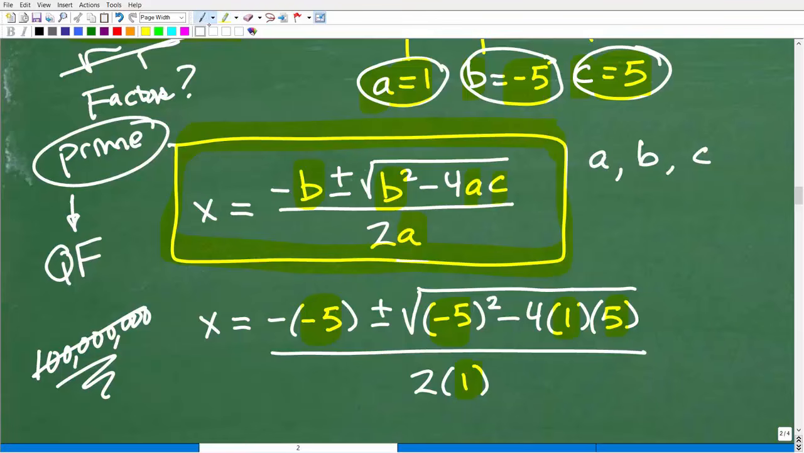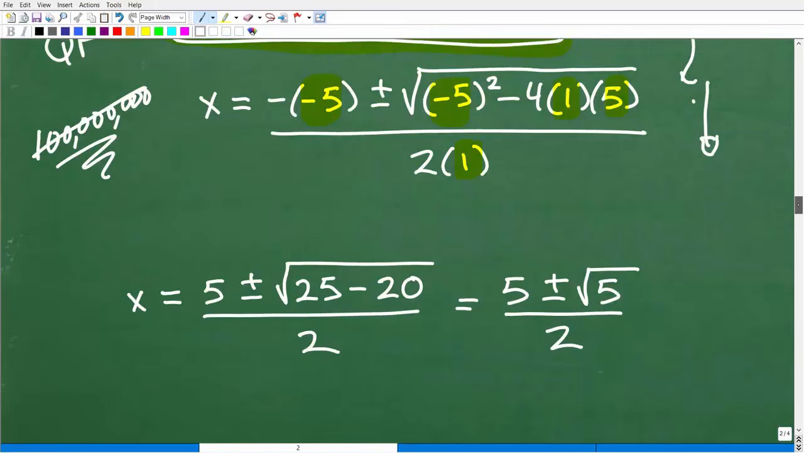Now, before you do anything with the quadratic formula, double, triple check. Look at the formula, look at your setup, look at the numbers, do it a couple, two, three different times, make sure you got it correct, and then move on by simplifying the actual setup here.